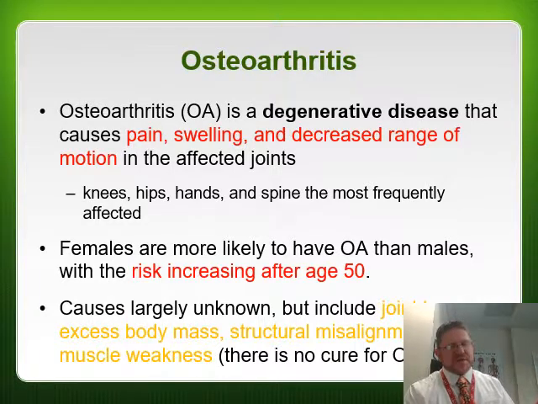Now, the causes of this, though, are largely unknown, but structural misalignment, muscle weakness, excessive body mass, these are all things that might have something to do with it. These are issues that are common with folks that do have osteoarthritis, but we don't know exactly. We just know it's an issue, and we do have some recommendations on how you should handle it and how you should work with somebody.